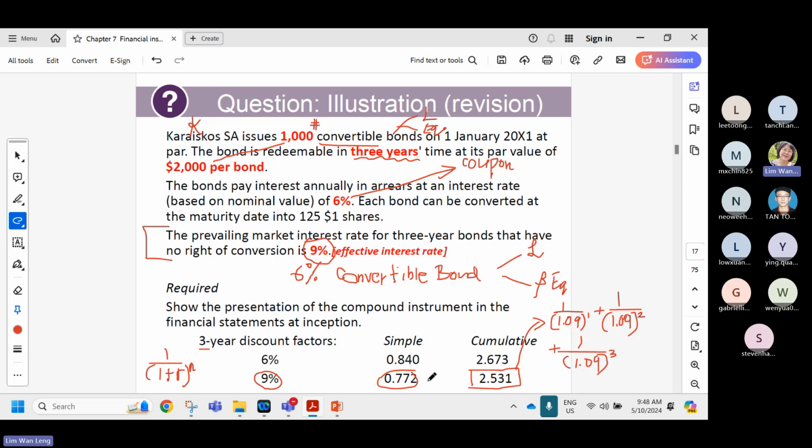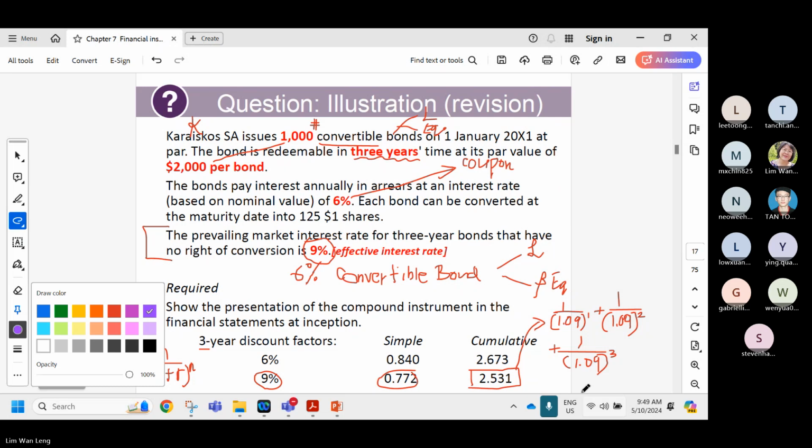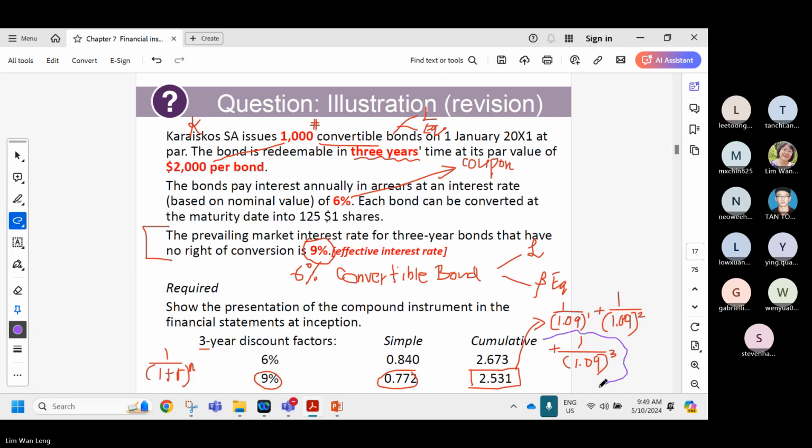This one is for year 3 only. So 1 divided by 1.09, 1 year, 2 years, 3 years, gives 0.772. This figure is for year 3 only, based on the 9% effective interest rate. This other one is cumulative: year 1 plus year 2 plus year 3. So you add them up to get 2.531.